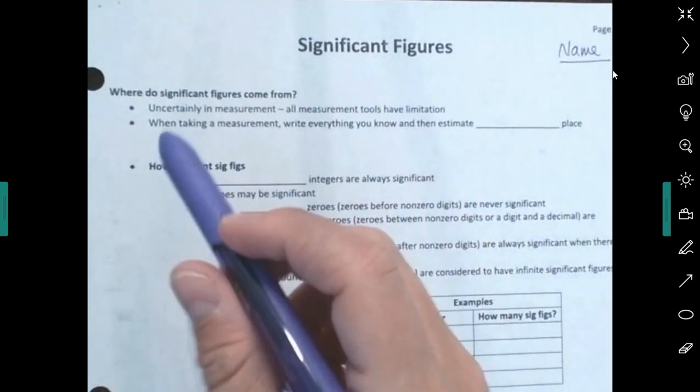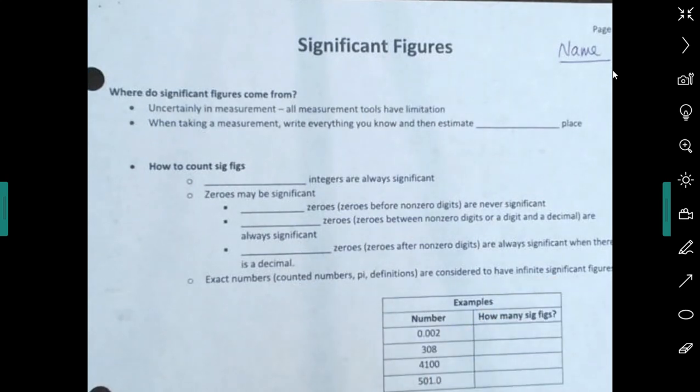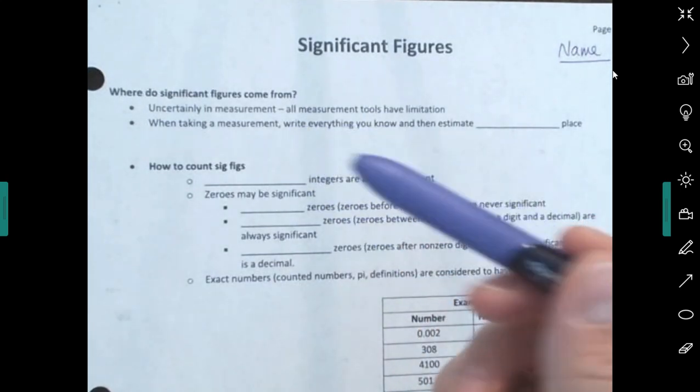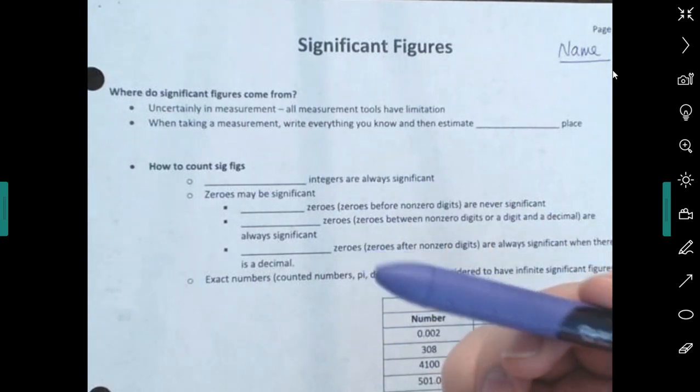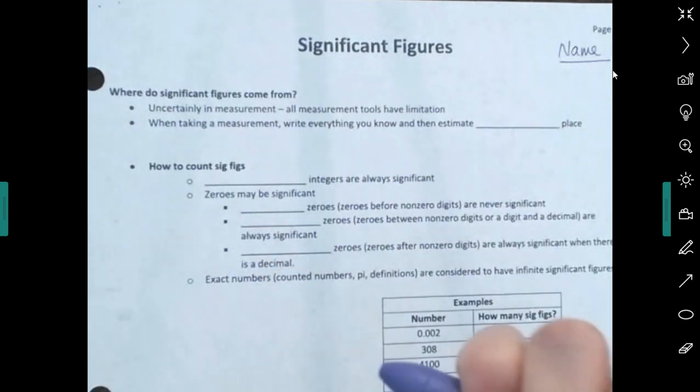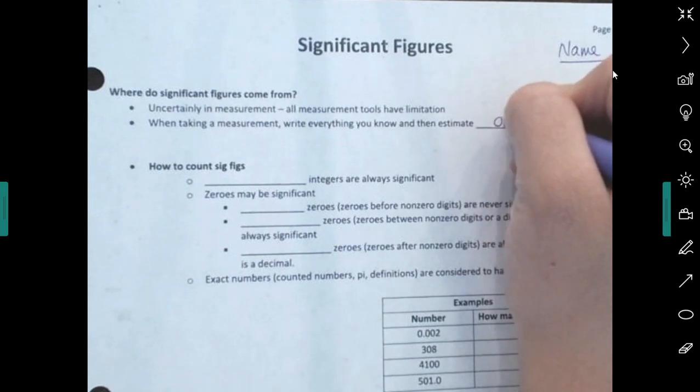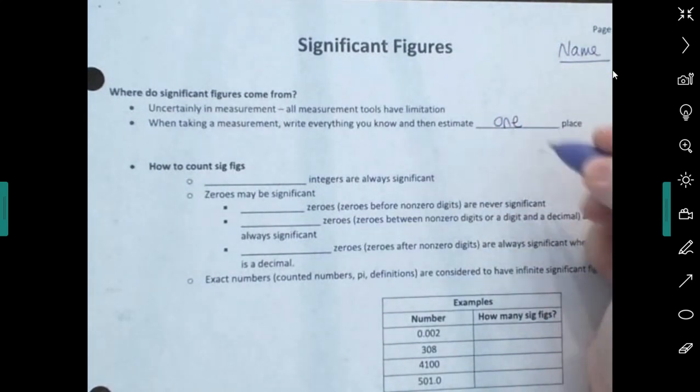Okay, so let's jump right in. Where do significant figures come from? If you remember, last time we talked about measurement and how all measurement tools have a limitation. So when we're taking a measurement, we write everything we know and then we estimate one place. So that last digit that we see is always an estimated digit. So how do we count significant figures?